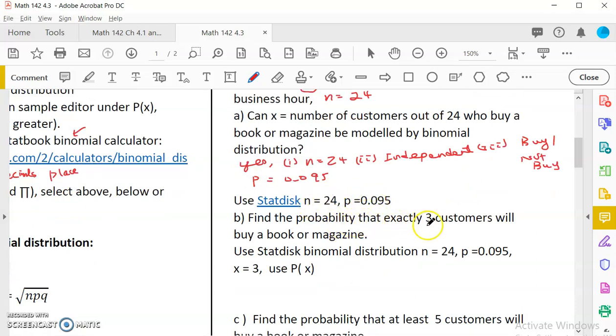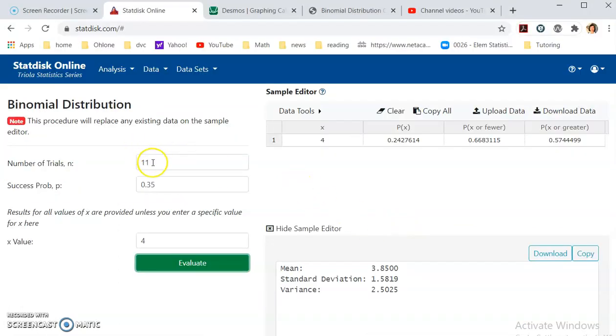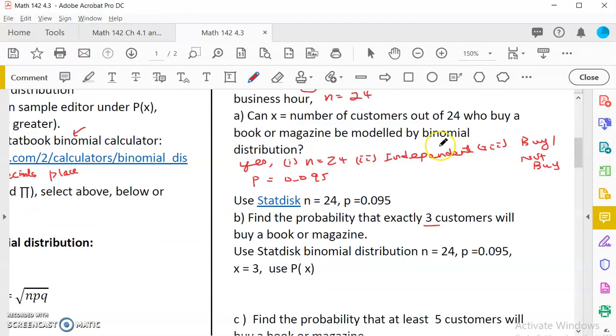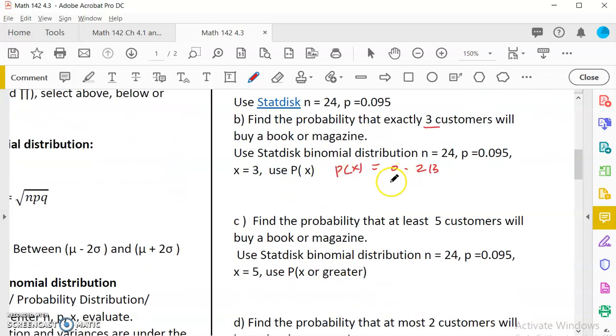Find the probability that exactly 3 will buy out of 24. So I will change this to 24. I will change this to 0.095. And I say 3 because I want to know exactly 3 customers. And then I read out P of X, 0.213. So enter this, X equal to 3, evaluate, P of X equal to 0.213. So that's a 21% chance that 3 customers will buy a book.